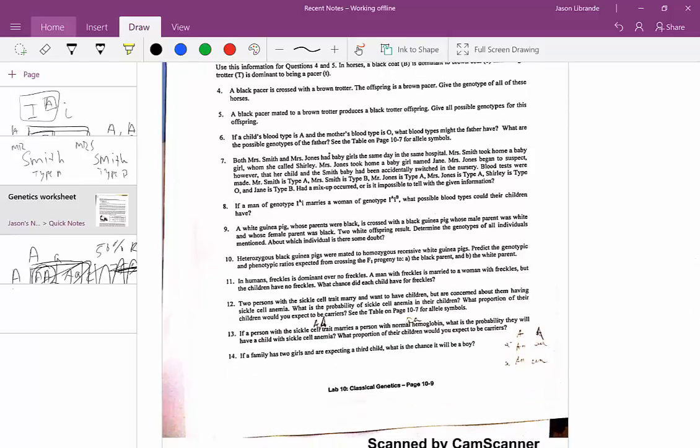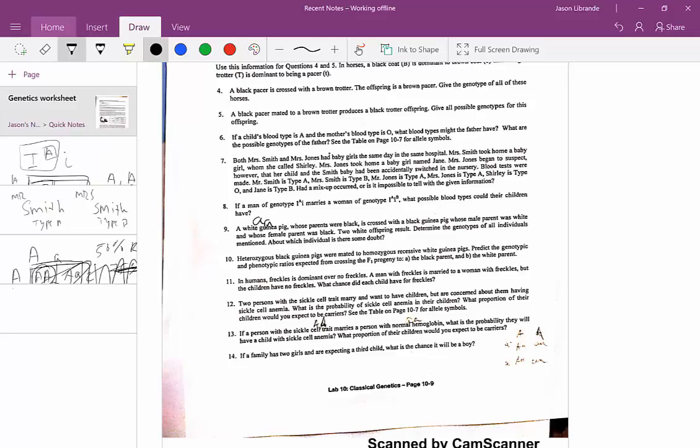So question 9. A white guinea pig whose parents were black is crossed with a black guinea pig whose male parent was white and whose female parent was black. Two white offspring result. Determine genotypes of all individuals mentioned. About which individual is there some doubt. So it's not implied here, but I believe the white trait is recessive. The black trait is dominant.